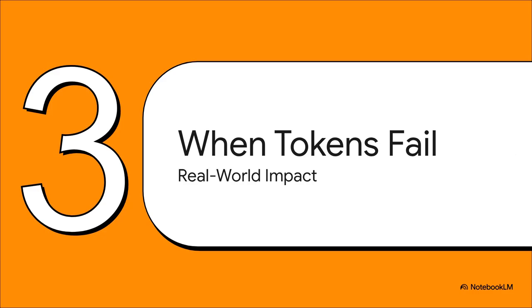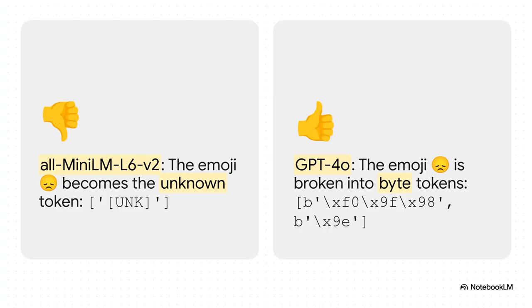Okay, so let's connect the dots. How does all this technical stuff circle back to that e-commerce AI that was failing so badly? Well, let's look at what happens when these tokens just break. Okay, here it is. The emoji problem. A customer leaves a review and uses a sad face emoji.